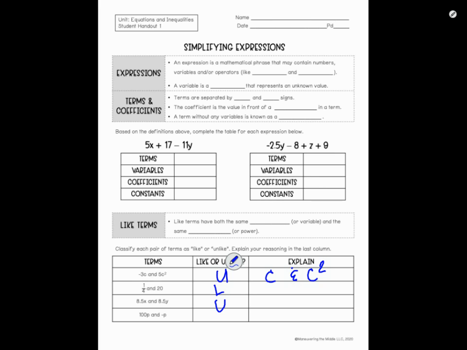We cannot combine those. Then last but not least, we have 100p and negative p. These are called like terms. The numbers in front, the coefficients, are not the same, and they don't have to be, but the variables do have to be the same. All right, hope that helps you to fill in that blank.